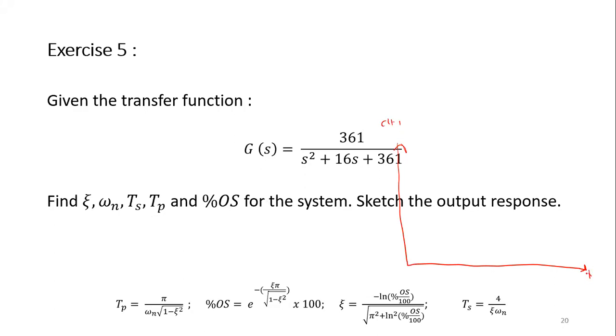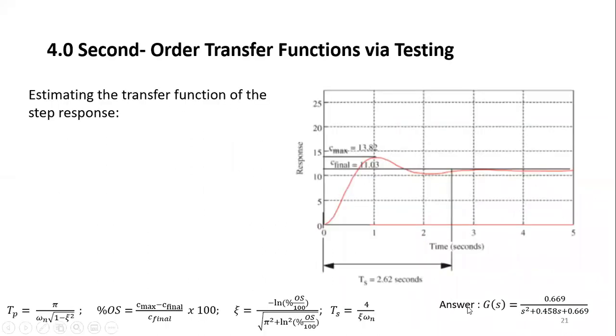Okay, so you know that this is a second order system, so you can expect that the output will be some overshoot and some oscillations before it reaches the steady state. So based on your results of TS and TP, you can plot here so you can see the whole response. Okay. So the last part is the second order transfer function via testing.